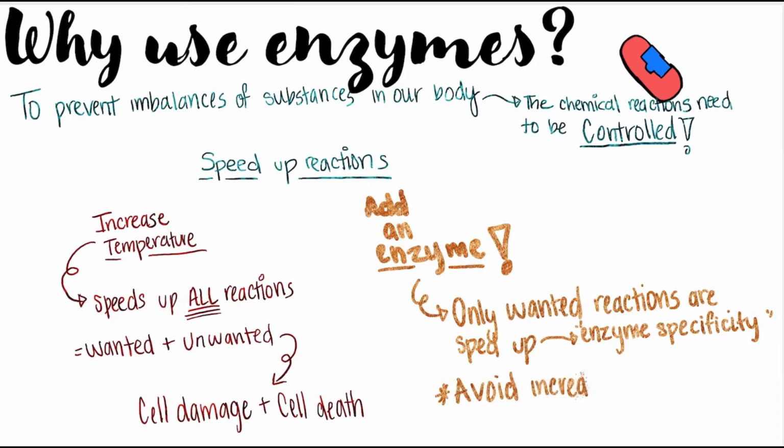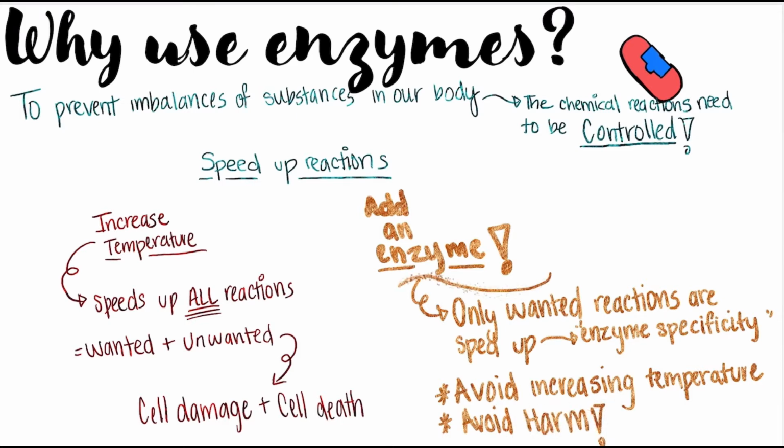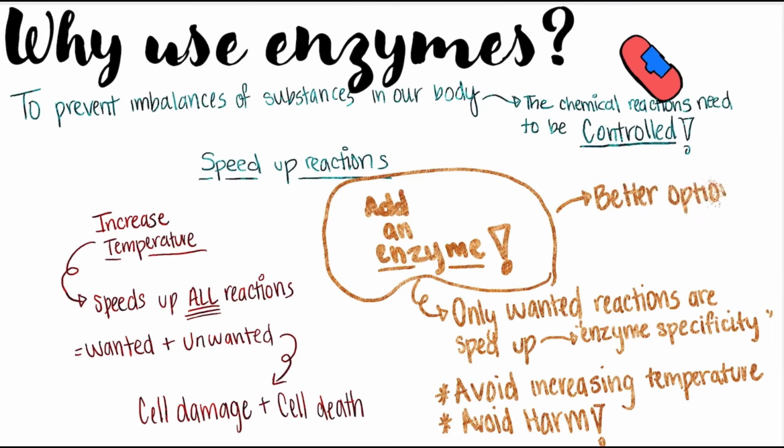This can help us to avoid increasing the temperature and avoid the damages we would have gotten had we gone down the route of changing the temperature or increasing the temperature. So we're avoiding all of that harm. We're avoiding cell damage and cell death if we go down the route of adding an enzyme. So this is just a better option overall for your cells to control the chemical reactions that are happening.